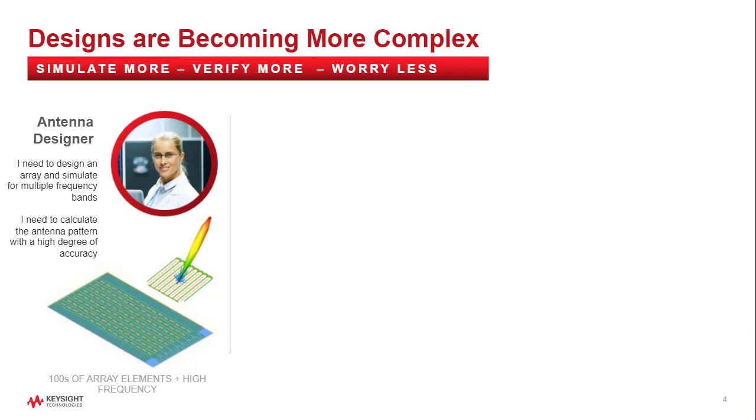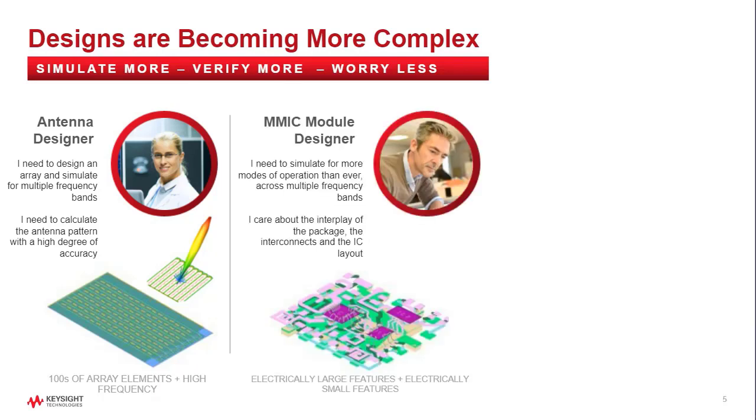Next, we've got a MIMIC module designer. And here, the key thing is that the job's not getting easier. There's many more different modes of operation and more frequency bands they need to cover. And also, they need to care about the interplay of the package together with the interconnects like the bond wires and the final IC layout. So when we try to do electromagnetic simulation of these designs, you've got electrically large features together with electrically small features. And again, that can make for a rather sizable simulation.